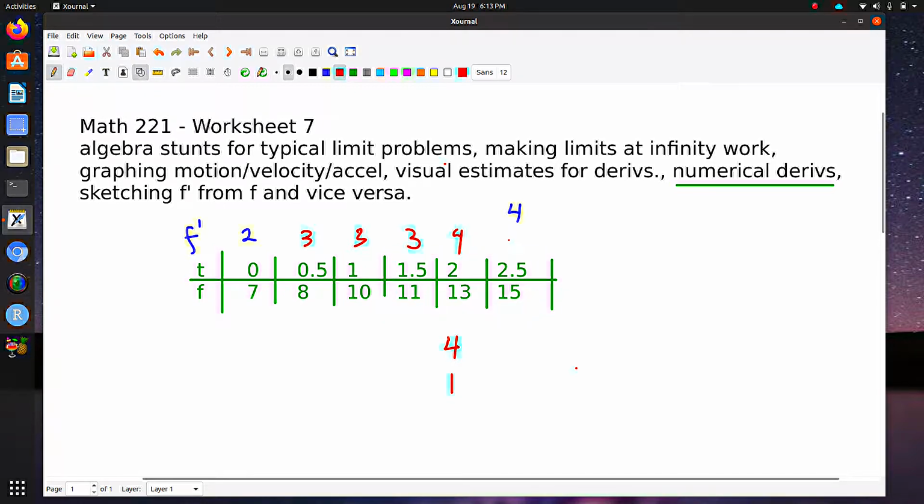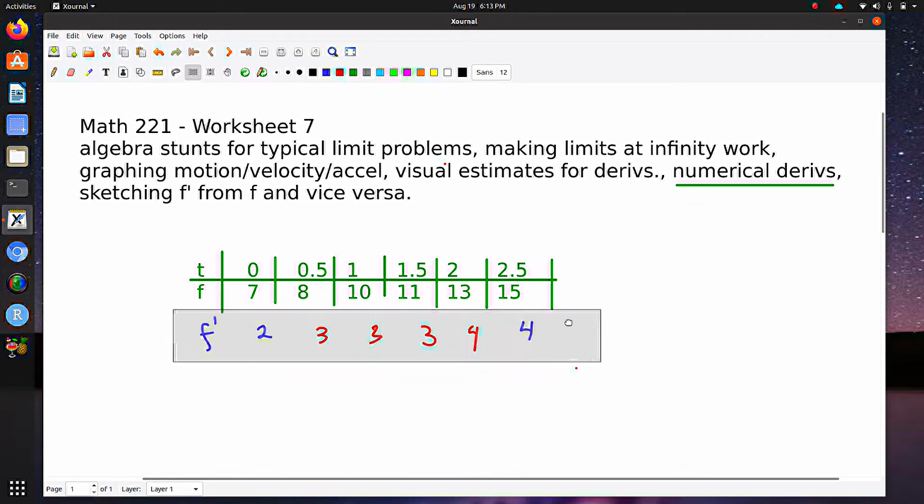All right, and now that we've set that up, we can use the same kind of trick to estimate the second derivative simply by assuming that f prime is now the original function, and you can just do that whole trick again.